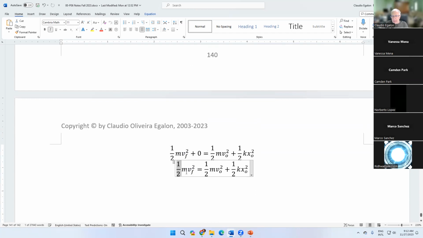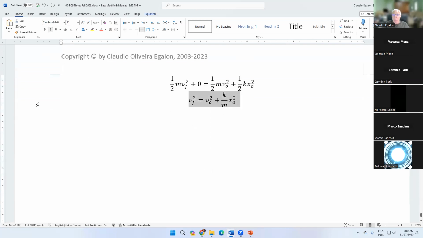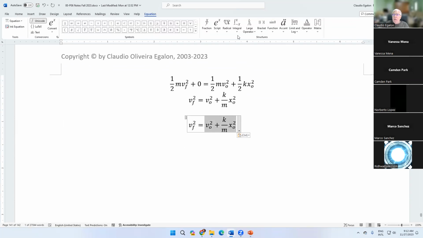The half is going to disappear. If we pass m to the other side, this m here is going to disappear, and we're going to end up having k over m, and the final velocity will be given by this expression that we see right here.